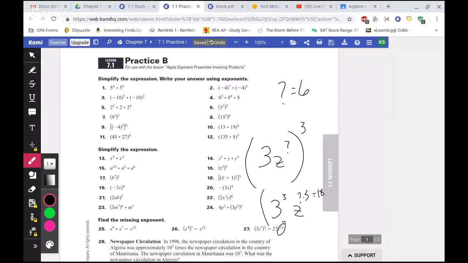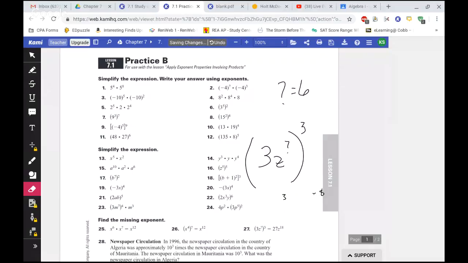Was that your question? Or were you wondering where they got the 27? No, I was just trying to figure out how you solve for the question mark. Yeah. Well, it's a power to a power, you're multiplying. So what would I have to multiply 3 by to get to 18? Does that make sense? Yes. Cool. All right. Any other questions on 7B?